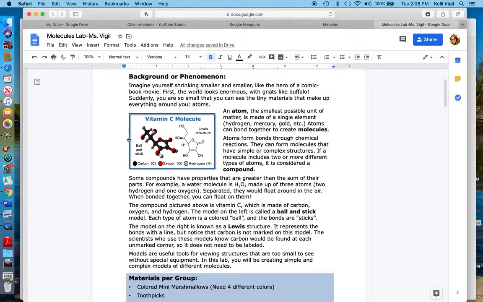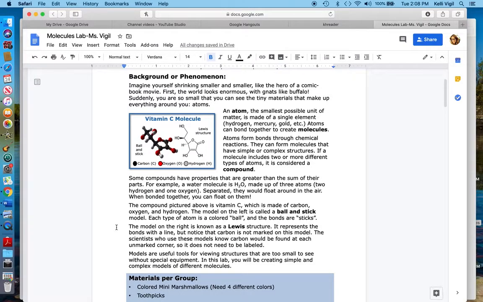The model on the left is called a ball and stick model because each type of atom is a colored ball and the bonds are the sticks. The model on the right is known as a Lewis structure. It represents the bonds with a line, just like we saw on the previous textbook page. But notice that carbon isn't marked anywhere on this model. The scientists who use these models know that carbon would be found at each unmarked corner, and so they don't label it. So that's cool for them.